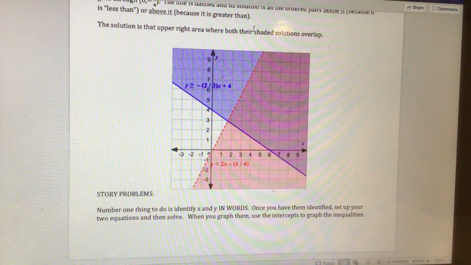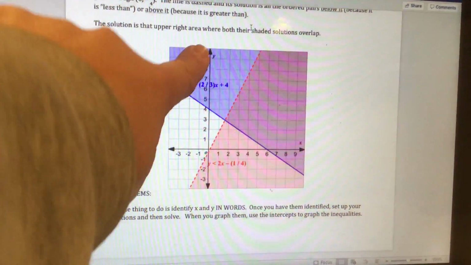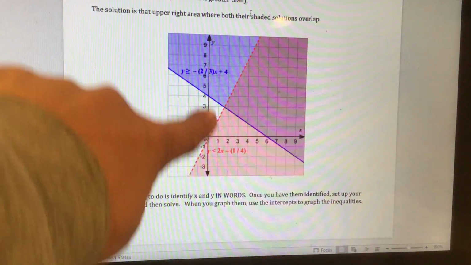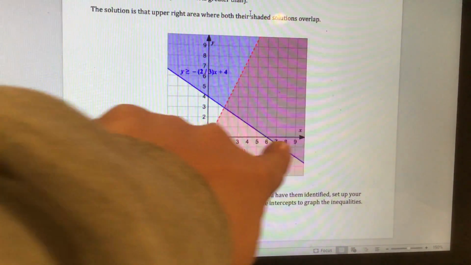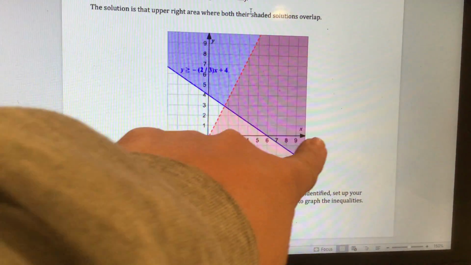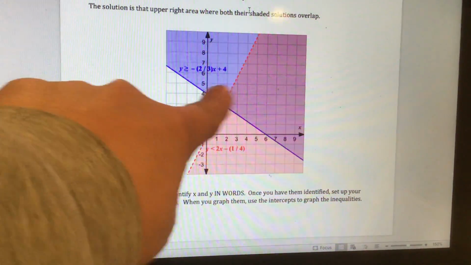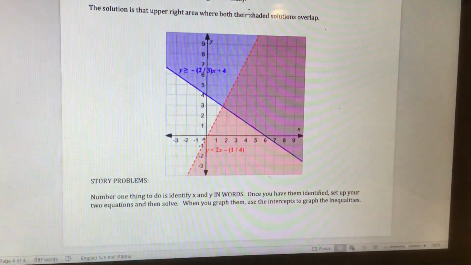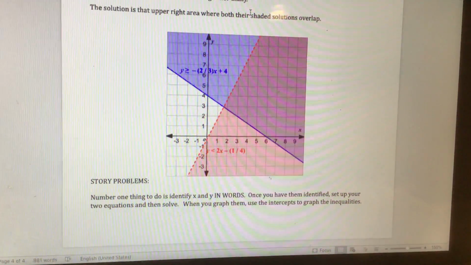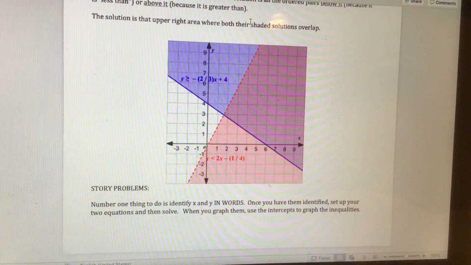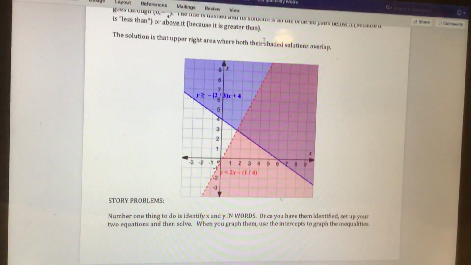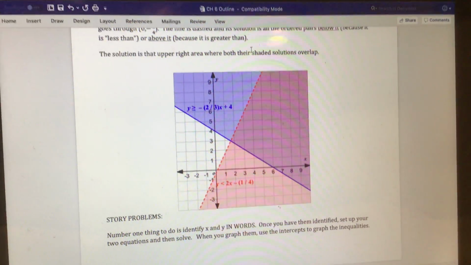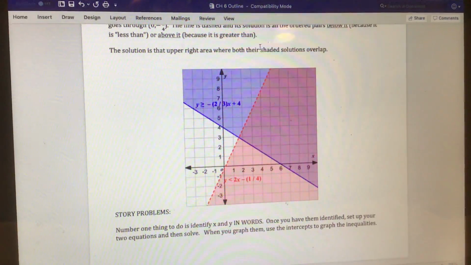And a lot of times on a story problem, you're just going to be in this first quadrant. So how I'm going to show you next week is that we're going to graph these story problems using just the intercepts, which we did when we did standard form in Chapter 5. So that's just a preview of what we're going to be working on Monday or Tuesday. And then your Chapter 6 test is Wednesday.